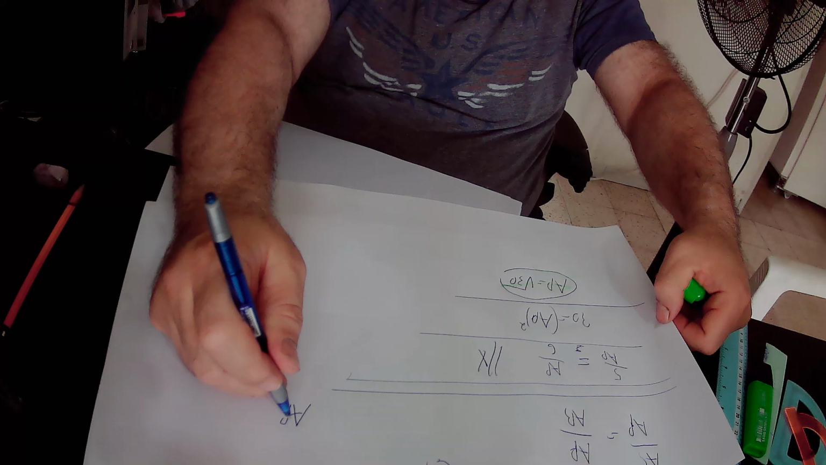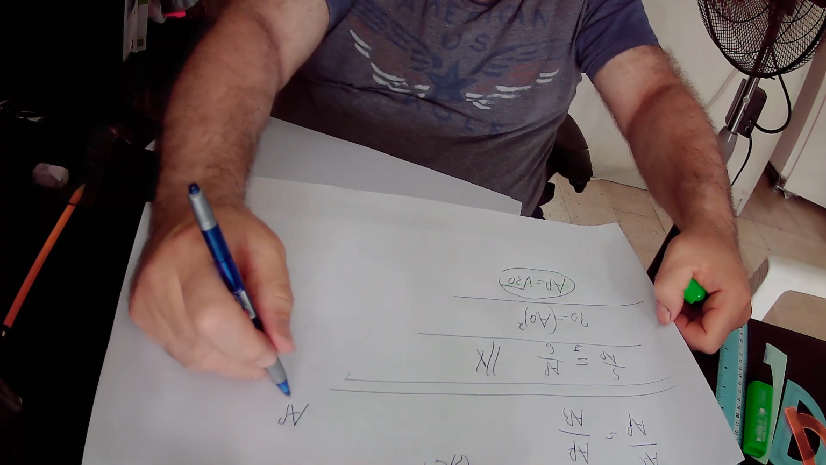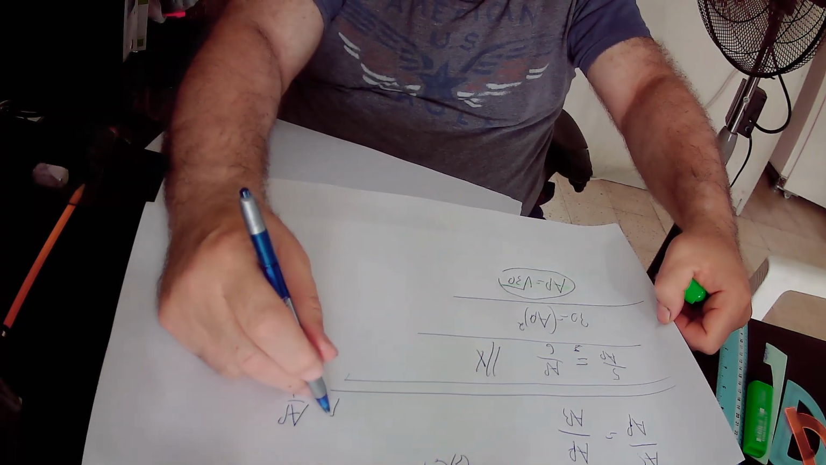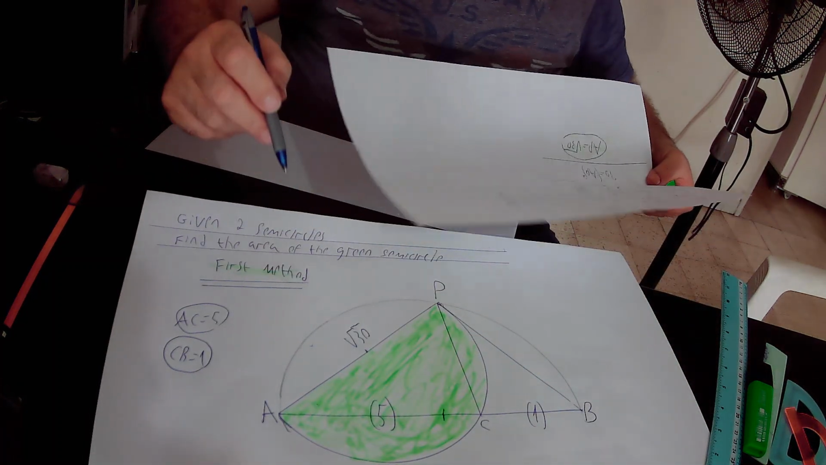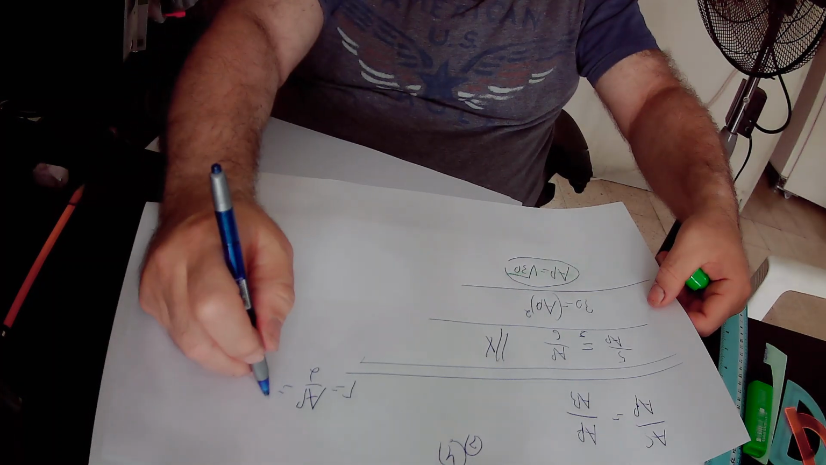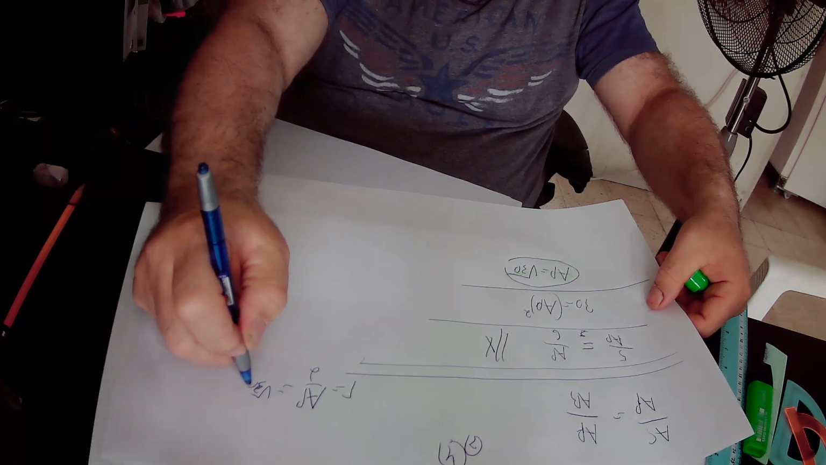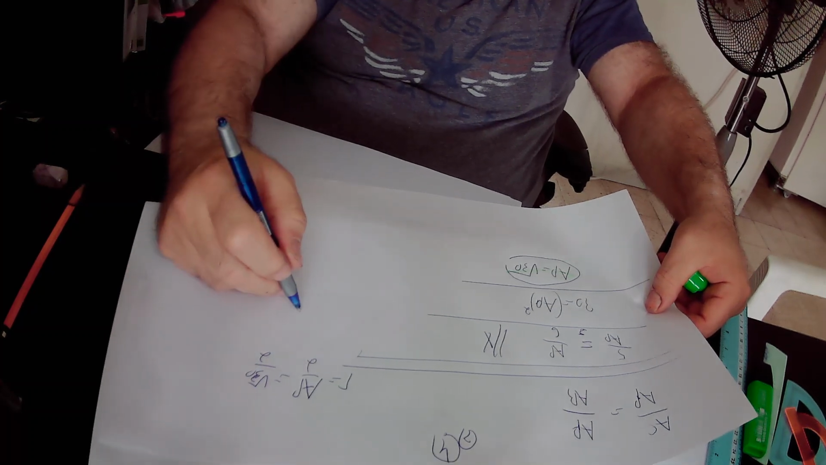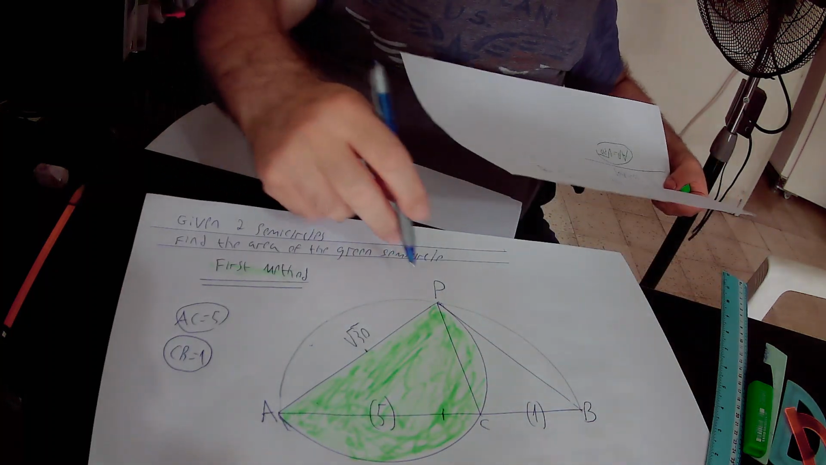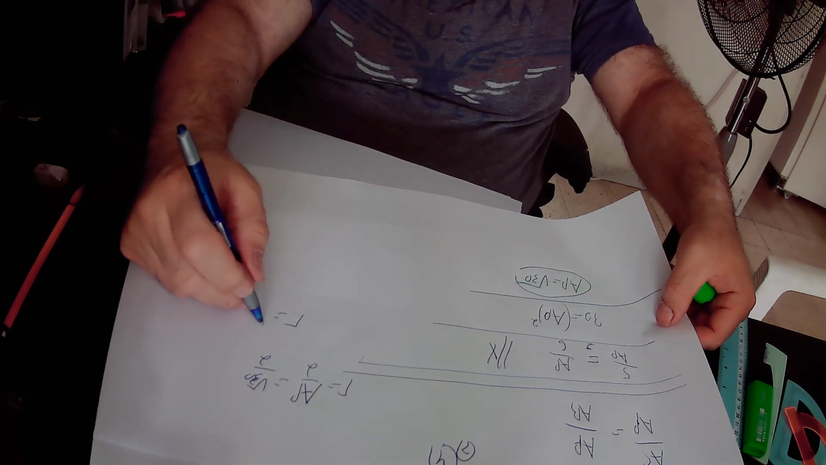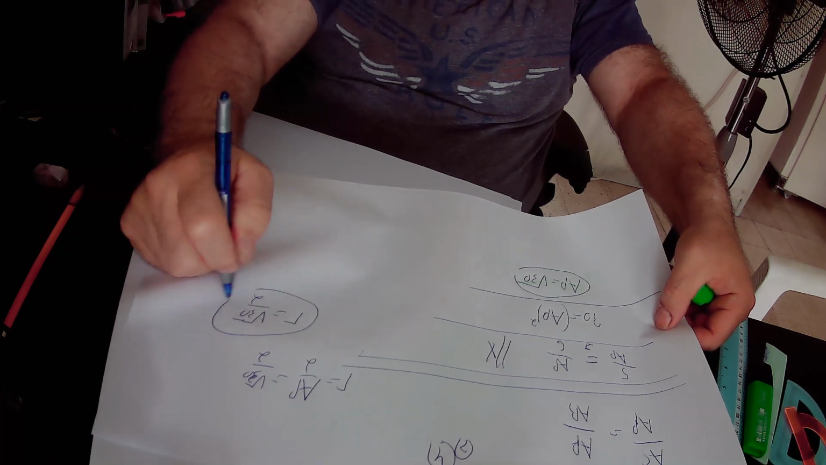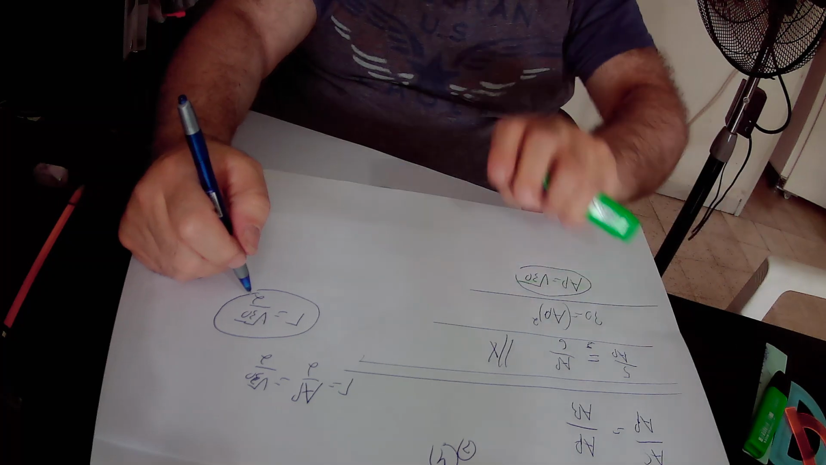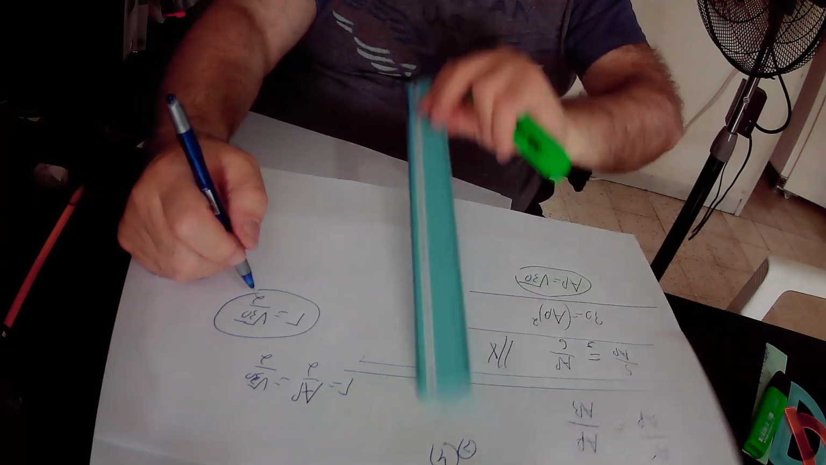So the radius of the green semicircle equals AP over 2. AP over 2 is the radius. So we define the radius as R. So the radius of this semicircle equals AP over 2, AP is the square root of 30. So we actually found out that the radius of this green semicircle equals the square root of 30 over 2 units.